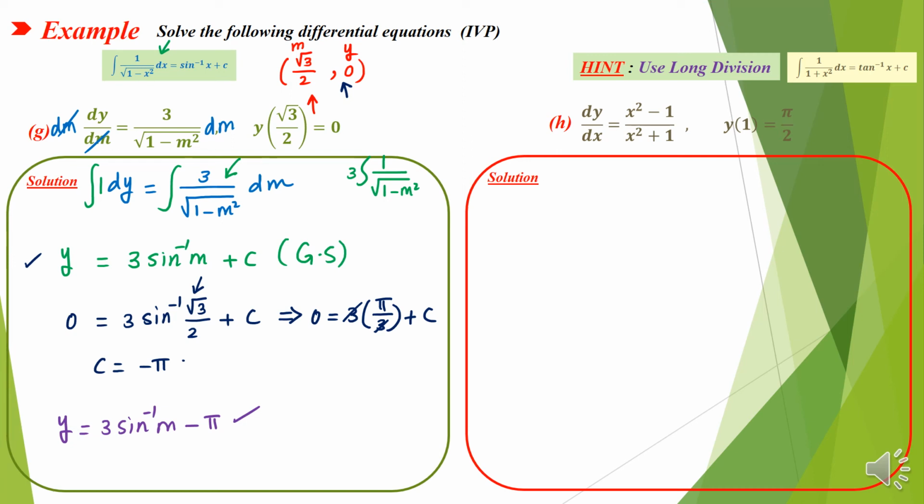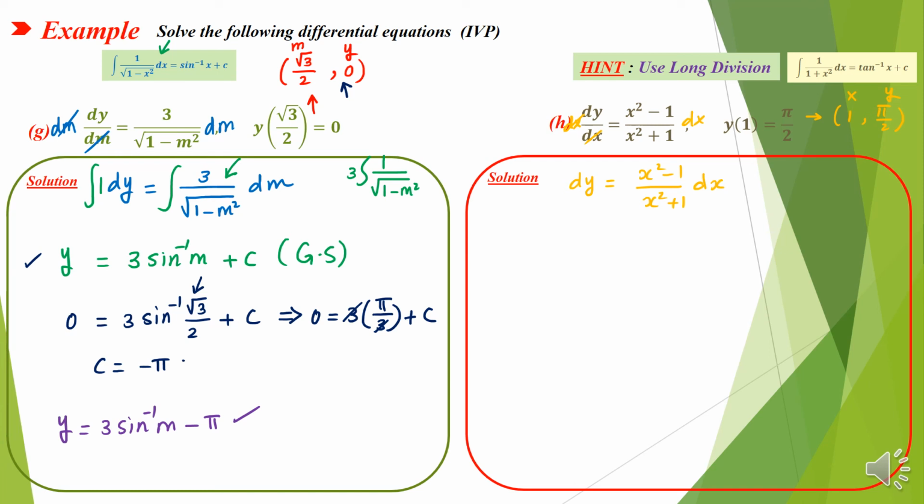In part H, we have dy by dx equals x squared minus 1 divided by x squared plus 1, and we have the initial condition y of 1 equals pi over 2, and this means the point 1 comma pi over 2. So x equals 1 and y equals pi over 2. The first step, as in the previous parts, is to multiply by dx both sides, and you will get dy equals x squared minus 1 divided by x squared plus 1 dx.